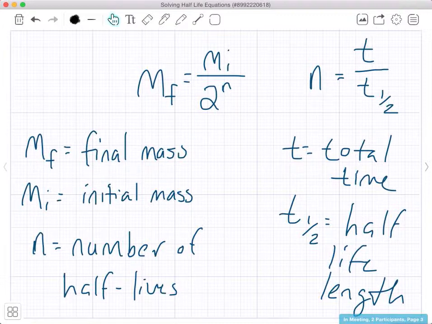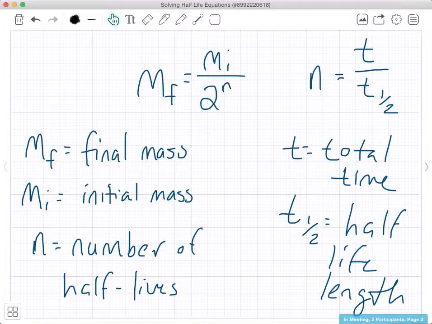So mass is going to be measured in grams or milligrams or some form of that, maybe kilograms if you're dealing with some really big sample. And a way to tell the initial mass from the final mass is that the final mass is always going to be smaller because the substance is undergoing decay. So it's going to be decaying and getting smaller each half-life. So final mass is always going to be the smallest of the two measurements of mass that you have.